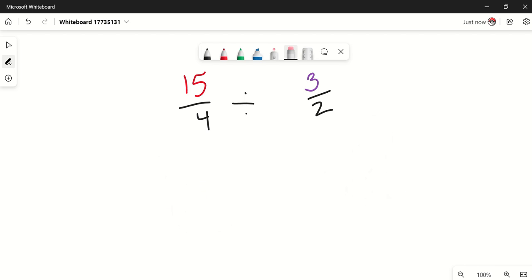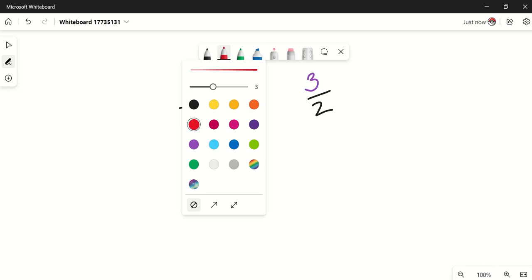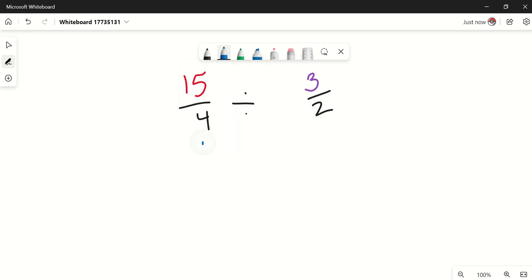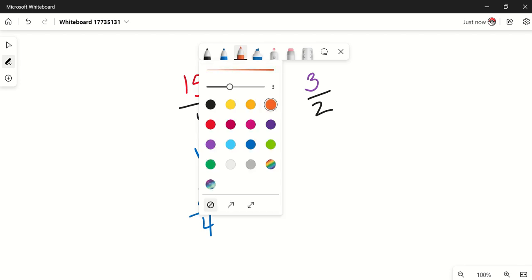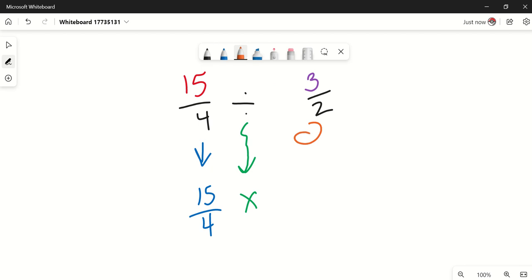Now that I have a division problem with just fractions, I have to do the steps that I've been learning, where the number that is being divided, or the dividend, comes straight down. The division symbol becomes multiplication. And finally, I have to flip the other fraction, or take the reciprocal of it, so this becomes 2 over 3.